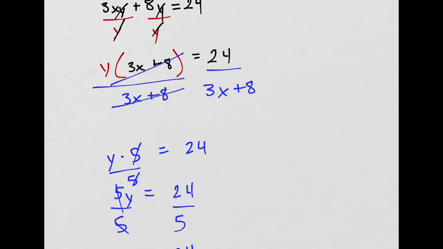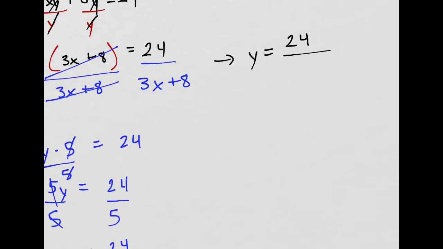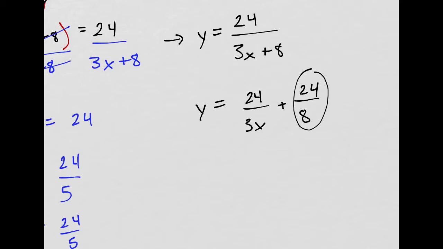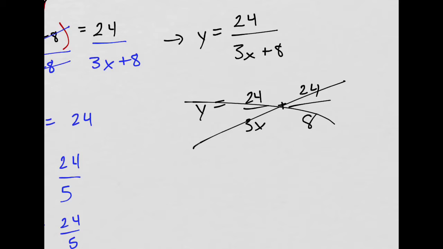We've already learned how to simplify rational expressions. And then we have just y equals 24 divided by 3x plus 8. Now you might be thinking, oh, could you do this like you did before? 24 over 3x plus 24 over 8 and then reduce that part and reduce that part? No, you can't do that. That's not the same. 24 divided by 8, that's not correct.